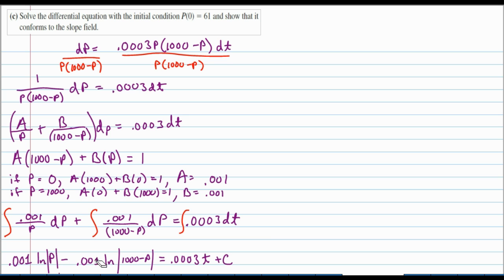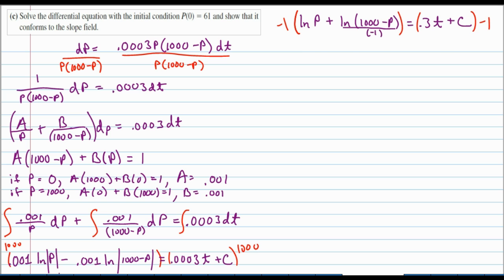Now I don't like all those coefficients out in front with those teeny tiny decimals, so I'm going to multiply everything by 1,000. Also, I don't need the absolute value anymore because the situation that we're dealing with is a population. We don't have negative moose in a population. So now those coefficients become a lot cleaner and I don't have absolute value anymore. Now I changed this second term to a plus the natural log of (1,000 minus P) all over -1. So now what I can do is multiply everything by -1, and I'll show you why that's important in a second.